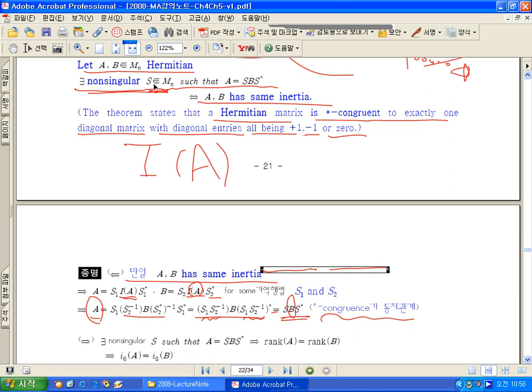So there's a non-singular matrix S. Let S be equal to S1 inverse, S2 inverse. Done. Next.